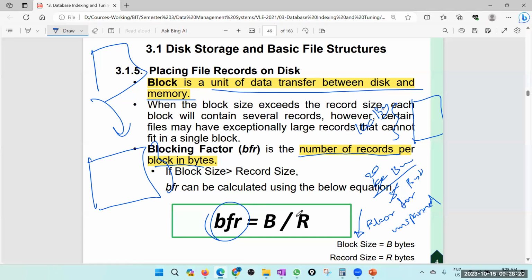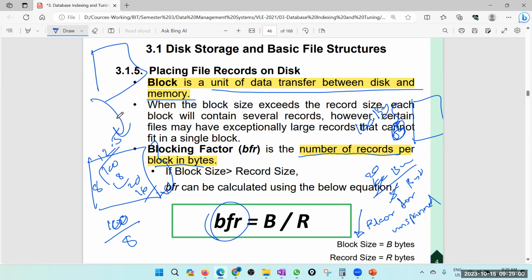And also there's a small issue. For example, this is perfectly divisible, 100 divided by 5. But what if my block size is 100 bytes, but my record size is, say, 8 bytes? Now, I have a 100 byte block, and one record takes 8 bytes. This is not perfectly divisible. So this is basically 100 divided by 8: 8 times 12 is 96, then 4 remains, that is 12.5.